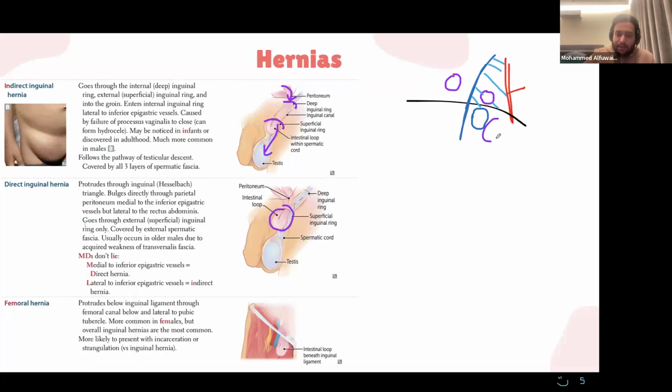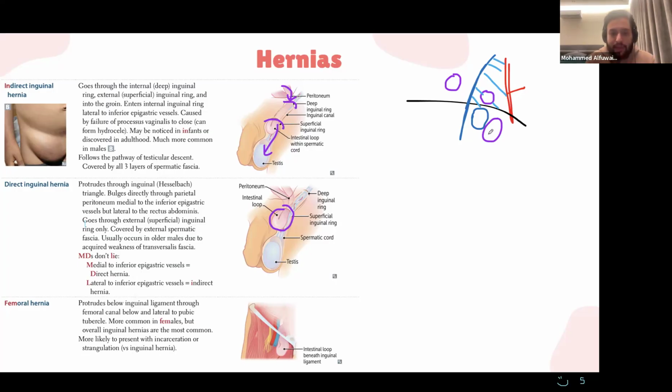medial to the femoral vein. This is an important area for it. It will present below the inguinal ligament, medial to the femoral vein. This is most commonly in females. Females will have femoral hernias more than males, okay?